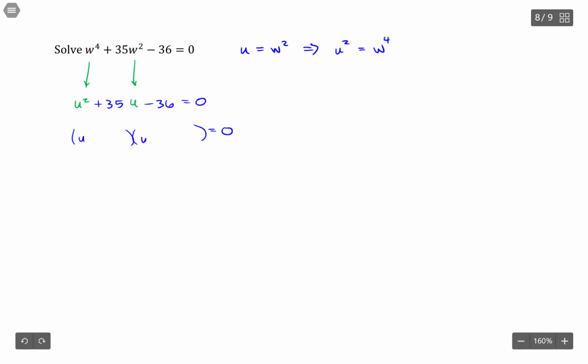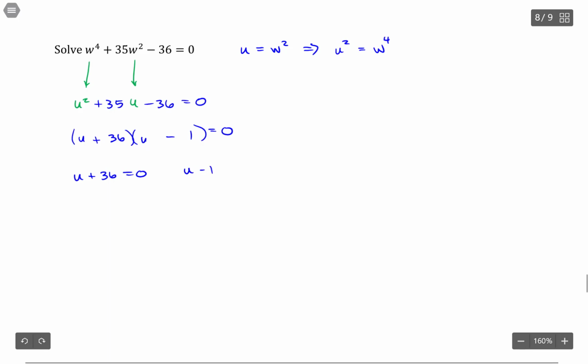So u times u is u squared. For 36, if I need two things that multiply to 36 but add to 35, my options are probably pretty limited. So 36 and 1. If the 36 is positive and the 1 is negative, then they would also multiply to negative 36 but add to a positive 35. All right, so now I have two linear pieces that multiply together to give me a product of 0. That means each one of those can be set to 0 and solved individually.